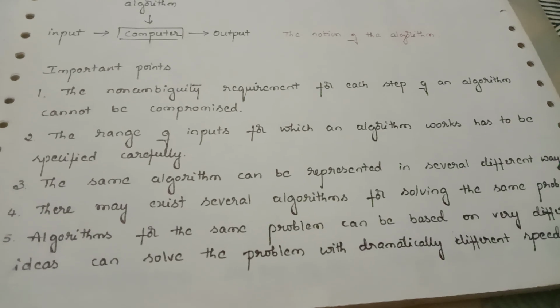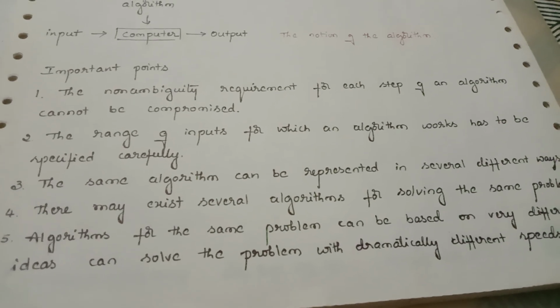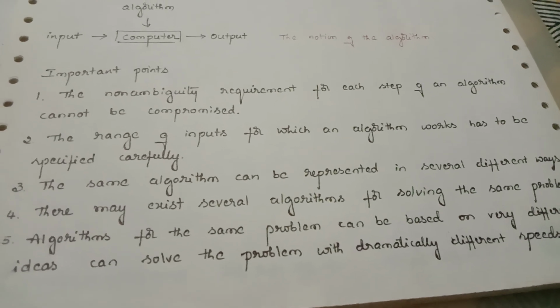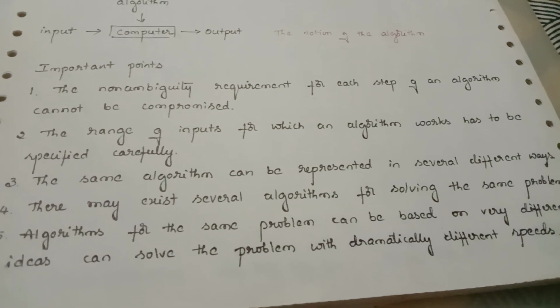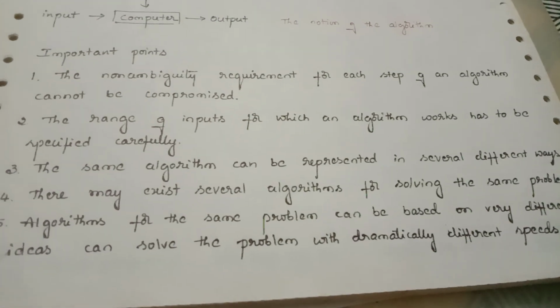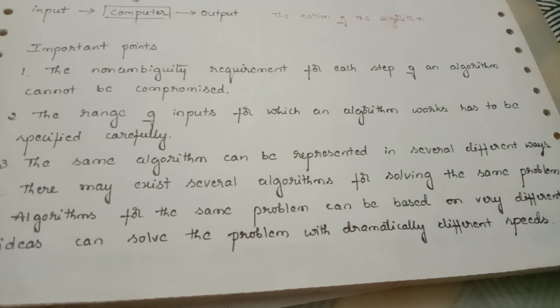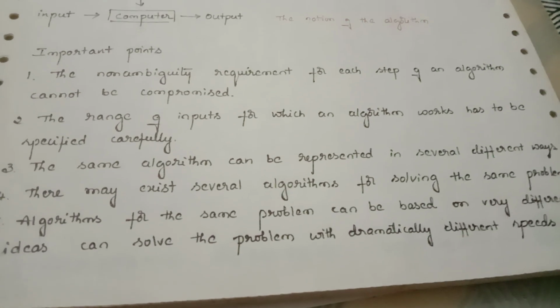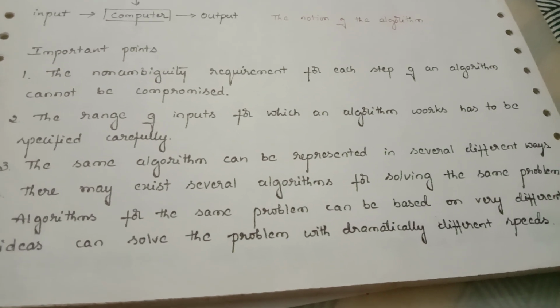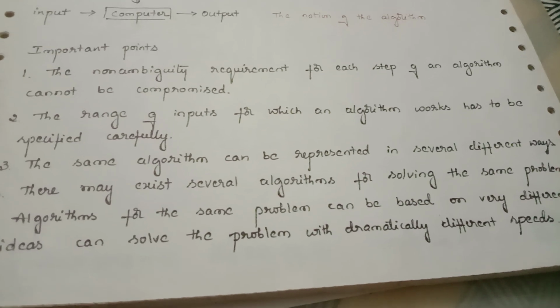And the range of inputs for which an algorithm works has to be specified carefully. We have to mention for what input our algorithm is working, and we have to clearly mention for what input our algorithm is not working at all.